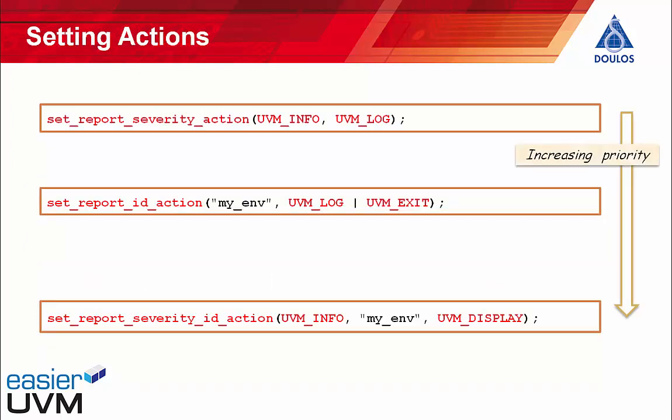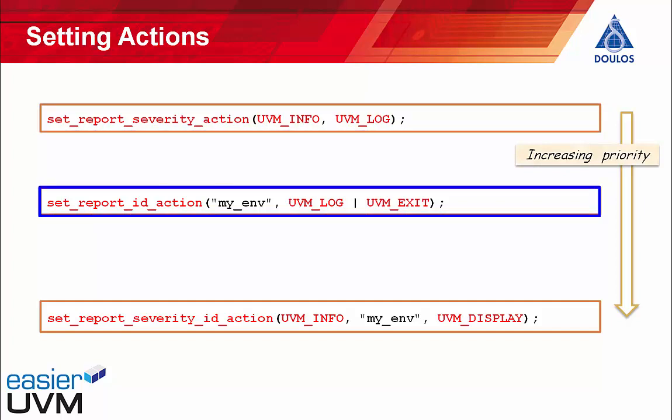UVM gives you 3 methods, each of which is a method of the UVM report object class, a base class of UVM component, for associating actions with reports based on their severity or their ID. So let's start at the top and work down. Set report severity action lets you set an action based on the severity of the report. So in this case, we're saying that we want all UVM info reports written to a log file. So that's going to apply to any info reports generated from the current component. All info reports from the current component will be written to a log file.